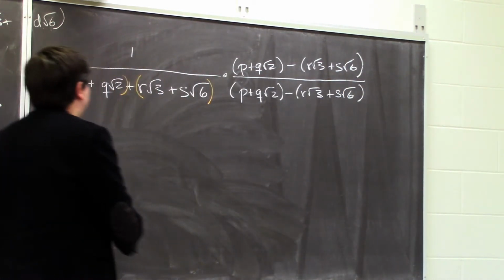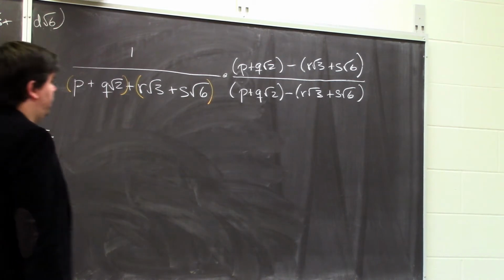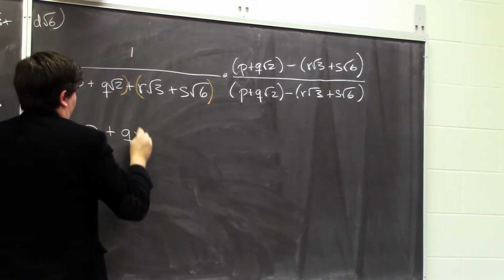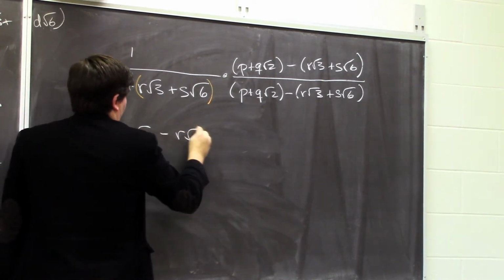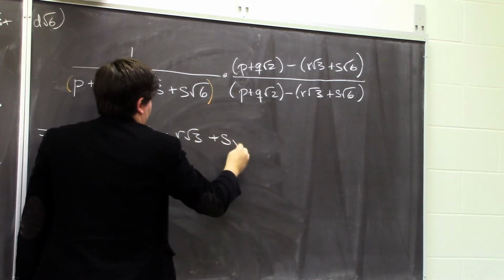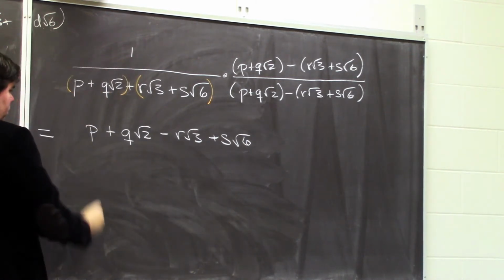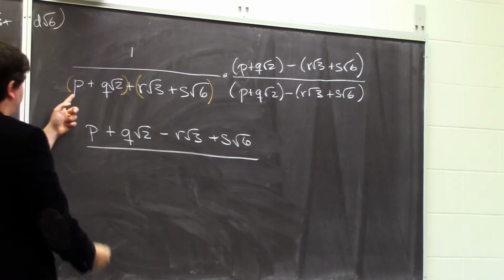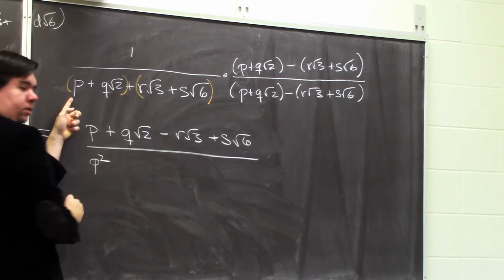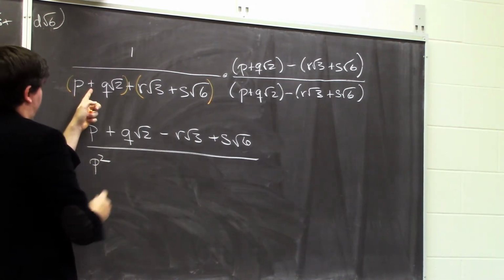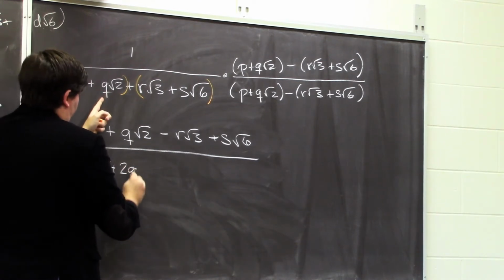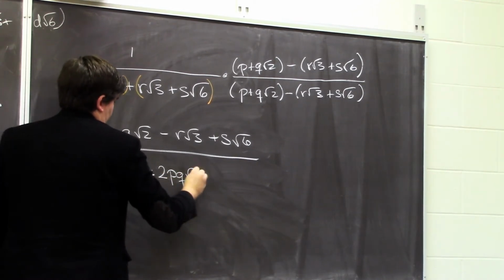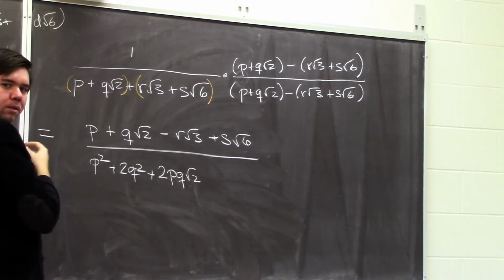Let's see what we get. On top, we just get this expression, P plus Q root 2 minus R root 3 plus S root 6. On bottom, the first piece squared is going to be P squared plus 2Q squared plus 2PQ root 2. That's my first piece.